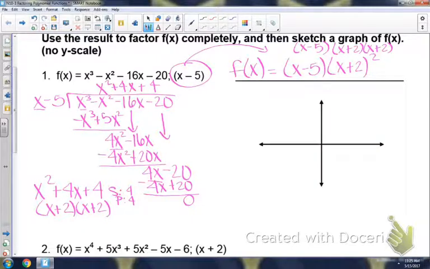Alright, so this part here is a review from 10.1. Now I'm going to find the roots. If I have a factor of x minus 5, the root would be 5. And then notice I have a double root at negative 2 because there's 2 of them. Overall, there's 3. So that should look like a cubic. And then looking in front, it's positive. So it should be increasing from left to right.